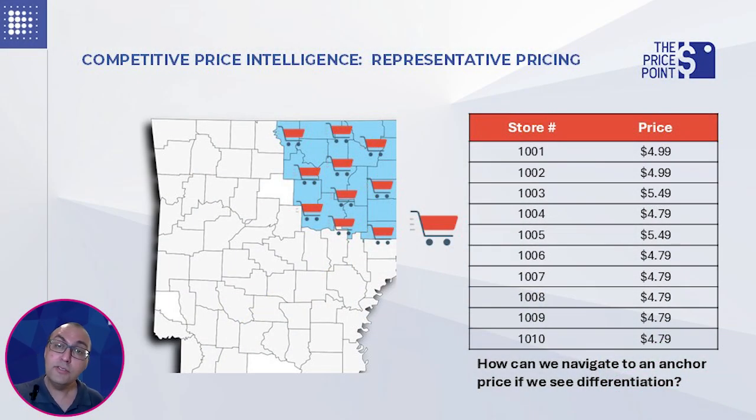So one location for that item may be at $4.99, another one at $5.49, and then yet another, and maybe a few others at $4.79. So how do you consolidate these prices into one meaningful number for analysis and benchmarking? This is where representative pricing comes in.